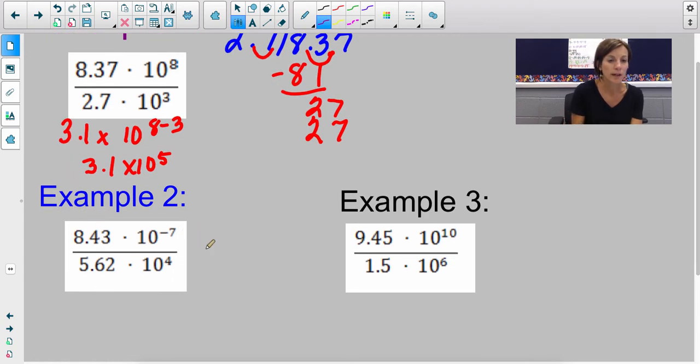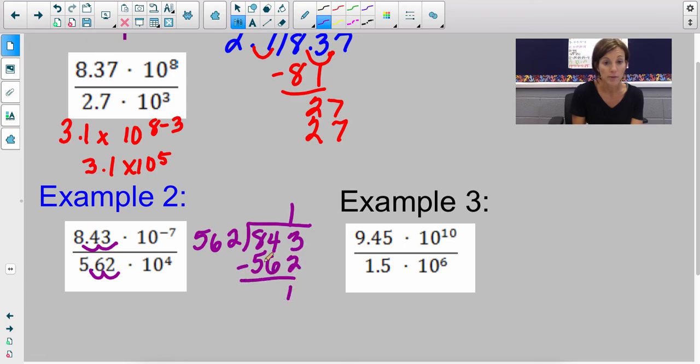Example 2. 8.43 divided by 5.62. Moving both of them over 2 in order to divide. So it's 562 into 843. What? I hope this works out well. 14, 7, 281. Gonna need a decimal and a 0. Bring down the 0. Haha, it does work out well.